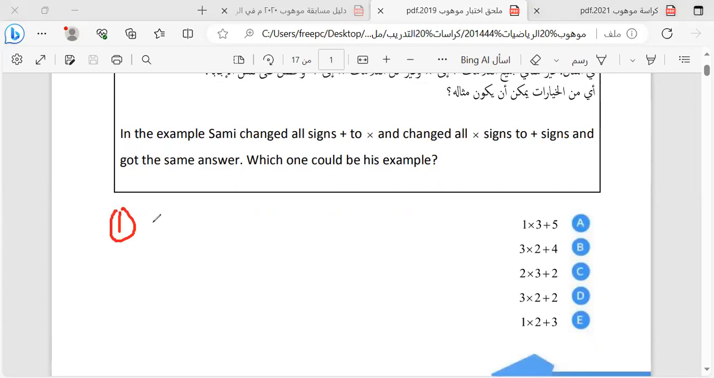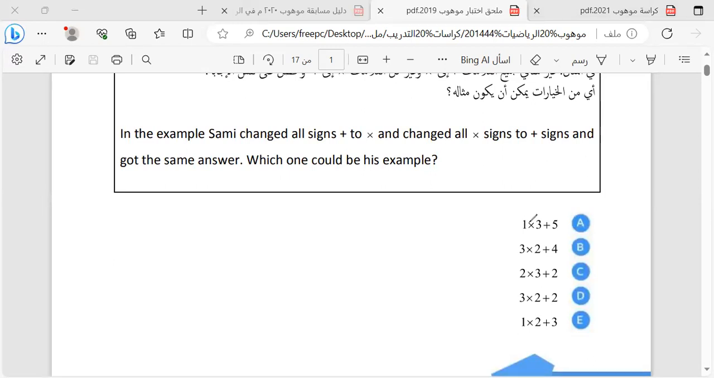Parentheses, grouping. Yeah, right. The second, exponent, power. The third, multiplication and division, right? And the fourth, addition and subtraction, from left to right.